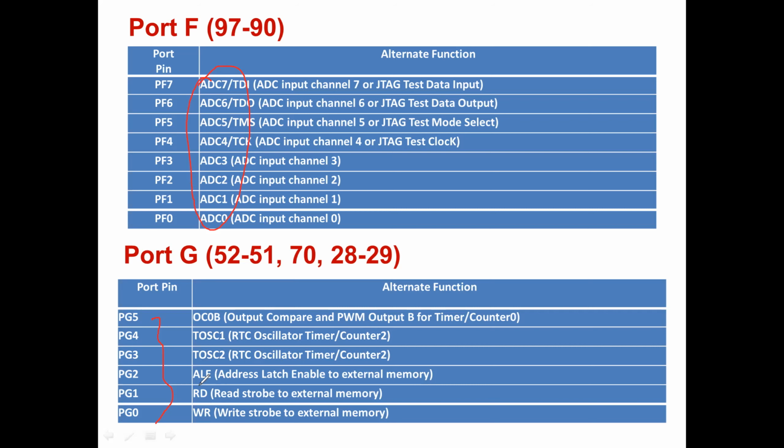And then port G, we have around 6 pins. Here are read and write, where you can read the data from the external memory and write the data to the external memory. This is address latch. You can enable the external memory. Everything we have to control through these particular port pins. These are simple oscillator pins for RTC. If there is an RTC oscillator inside, you can connect through these pins the exact oscillator required for RTC. Same for PWM output and timer.